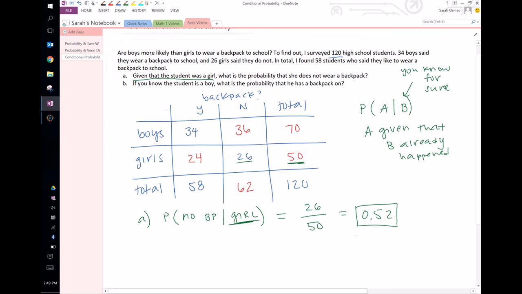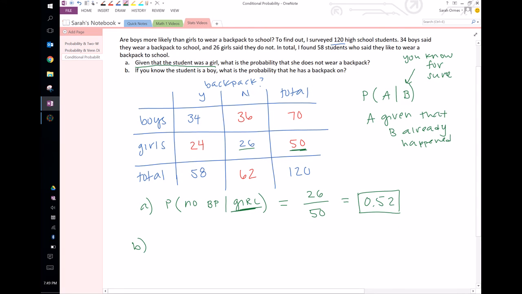Okay, let's do that one more time for the second one. If you know the student's a boy, what's the probability that he has a backpack on? Okay, so look back up here. Think about what the thing that you know for sure is. This one says, if you know the student is a boy, okay, so that's the part I know for sure. So again, that goes at the end. What is the probability that he has a backpack? Yes, backpack, given that it's a boy.